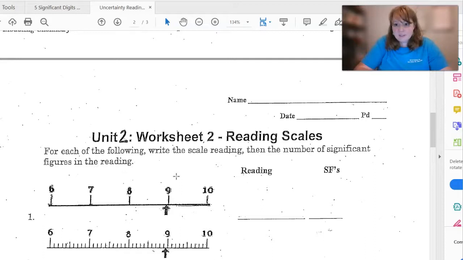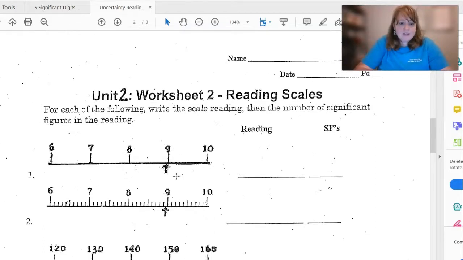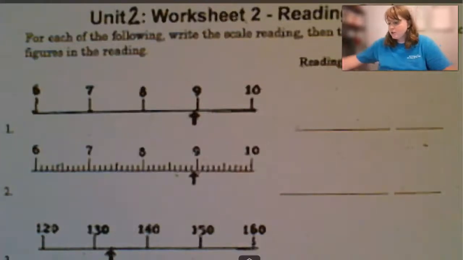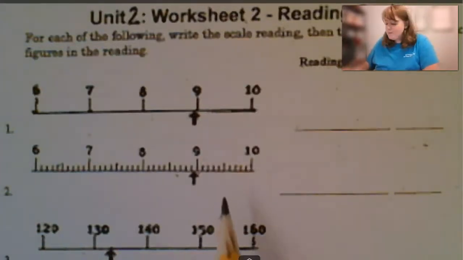So let's just look at some examples here, okay? I will do the odds here, and I'm going to leave you the evens to do on your own. So actually, let me pause this. All right, so I pulled the worksheet up on a different camera so I can write with you here.